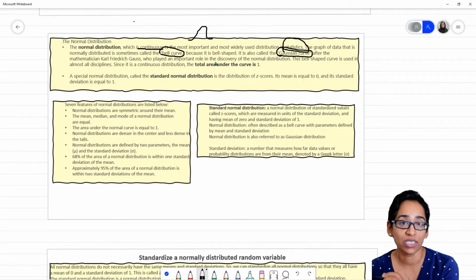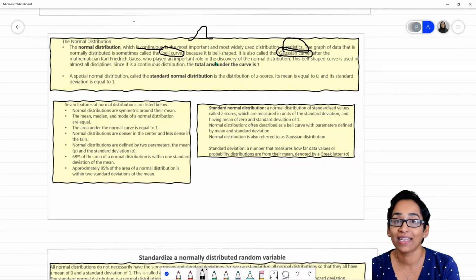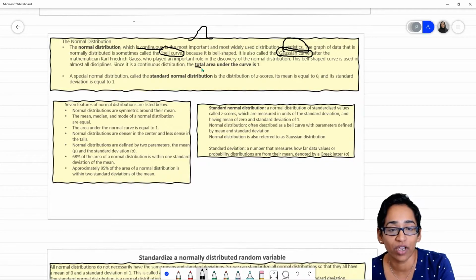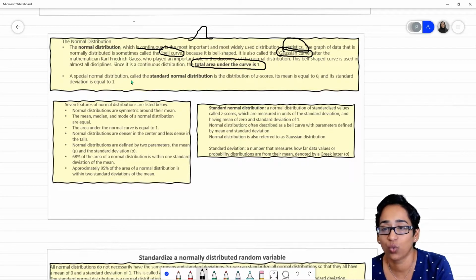Area under the curve is nothing but your probability. So when you add all your probabilities, you should get a 1. So the total area under the curve should be equal to 1. That's how you always remember: the area under the curve is 1.